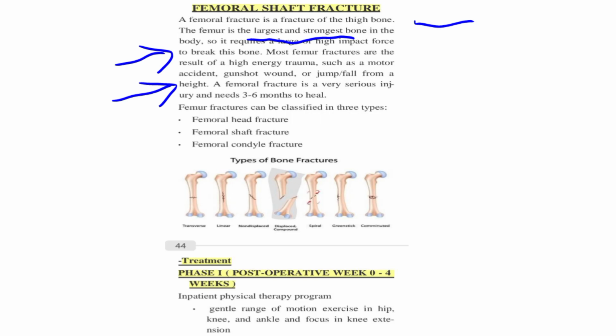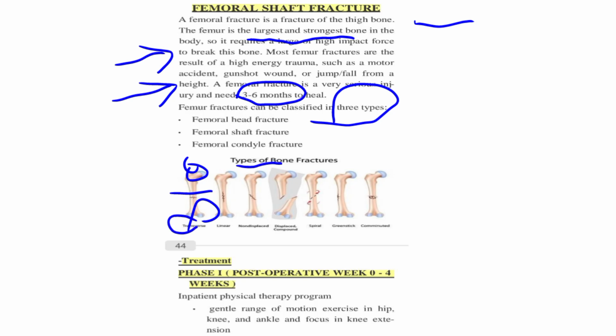It is a very serious condition and needs 3 to 6 months to heal. It's a long time to heal. Femoral fracture can be classified according to its types. There are three types: femoral head fracture, femoral shaft fracture, and femoral condyles fracture. Femoral head fracture, it's at the head. Femoral shaft fracture and the femoral condyle, this is the medial and lateral condyle.